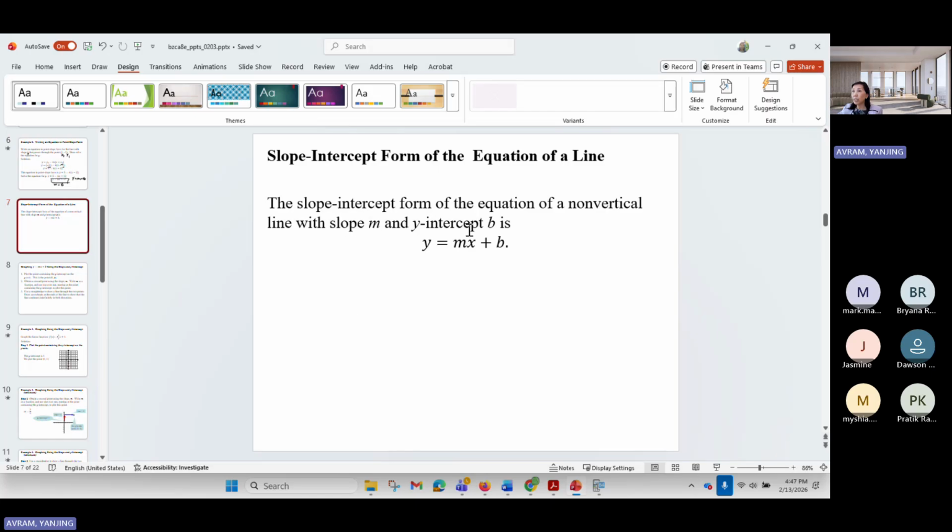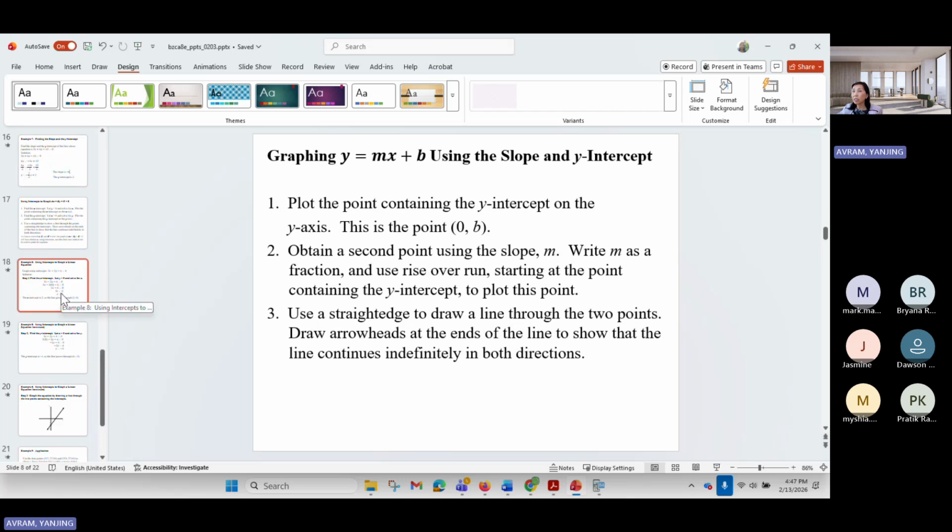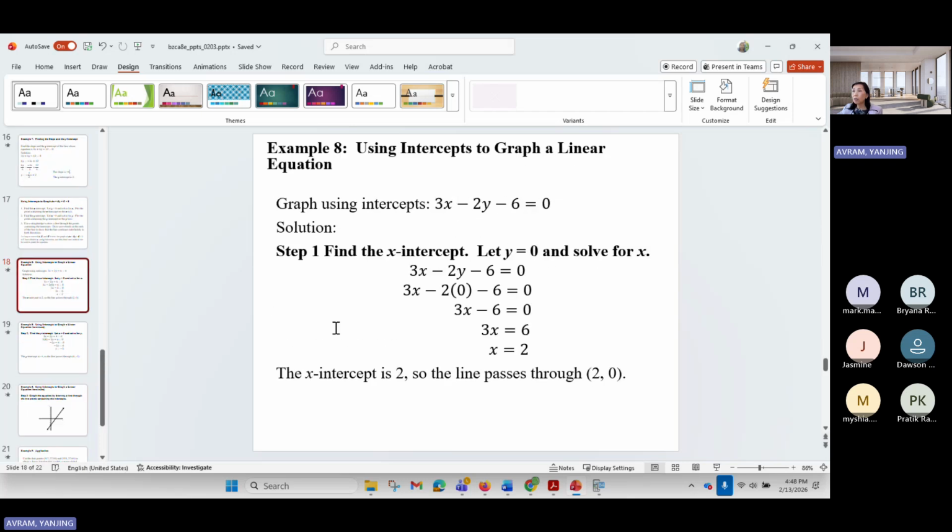Okay, for slope and y-intercept form, you can use y equals mx plus b. All right, so that should be really easy in here. Okay, if I give you this general equation, how do you find the slope? How do you find the slope here? What is my m? And with this one you also want to find the x- and y-intercepts.